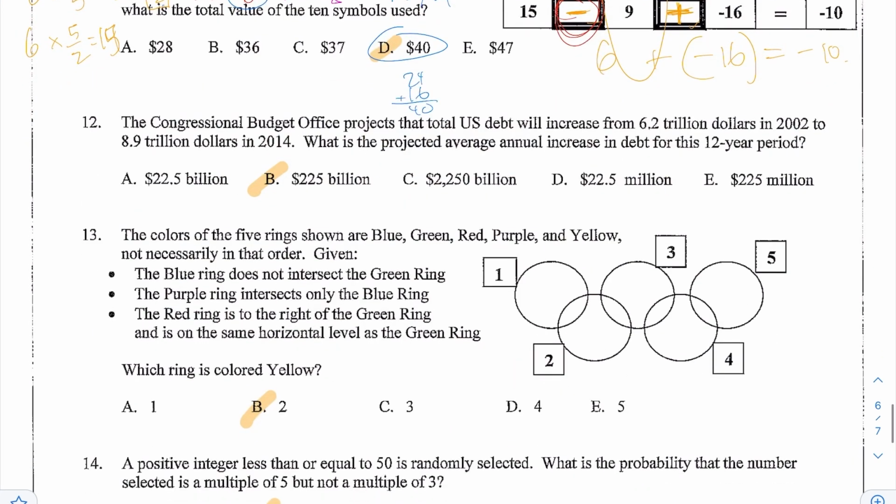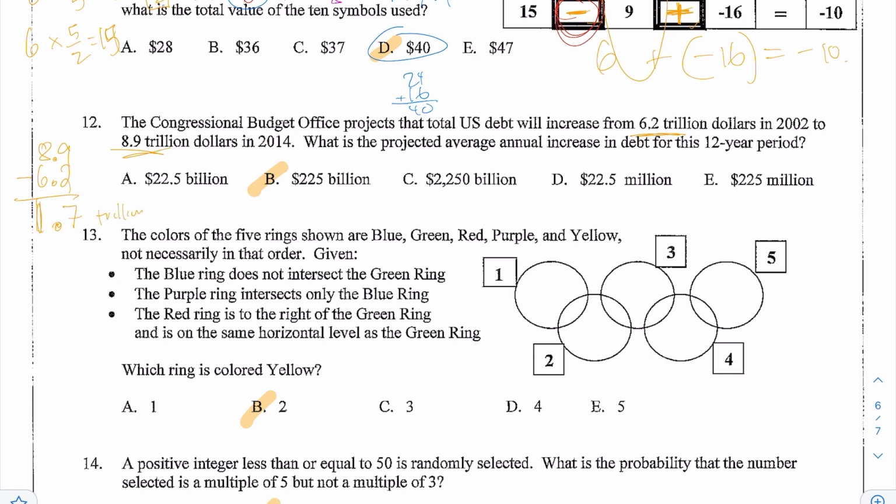All right, next one, number 12. The Congressional Budget Office projects that the total U.S. debt will increase from 6.2 trillion to 8.9 trillion. What's a projected average annual increase in debt for this 12-year period? So 6.2 to 8.9. If you do 8.9 minus 6.2, that's 1.7 trillion.